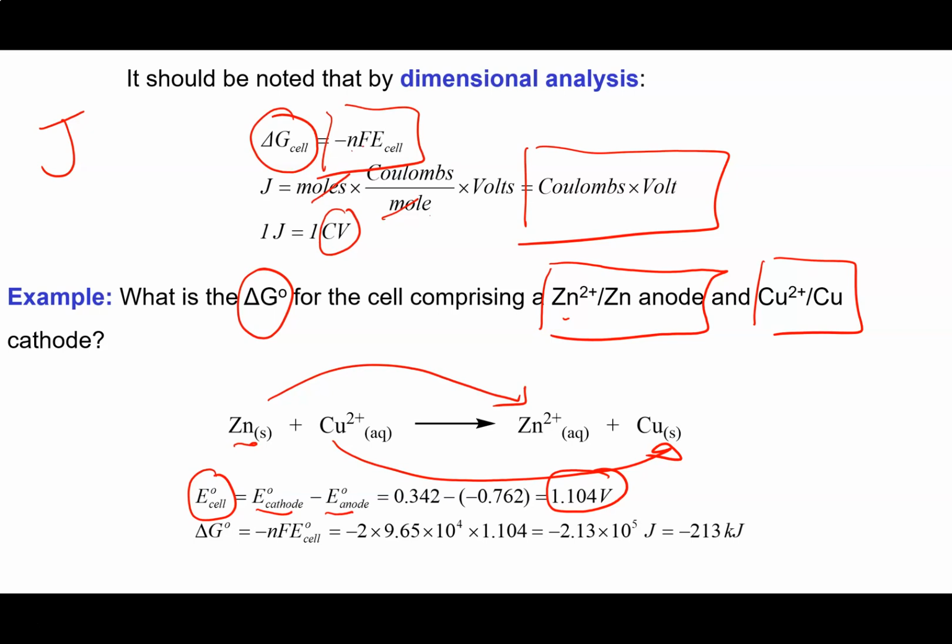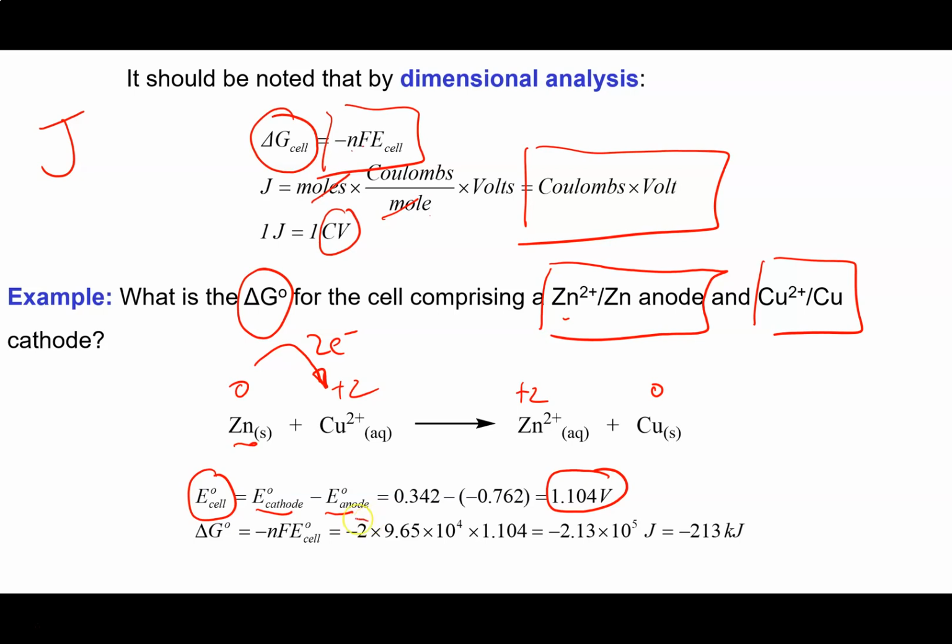So how many electrons are being transferred here? We can figure this out by looking at oxidation numbers. We've got 0 there, +2 there, +2 there, and 0 there. Hopefully we see that 2 electrons are being transferred, because every time we change an atom's oxidation number by 1, that means we are transferring 1 electron.